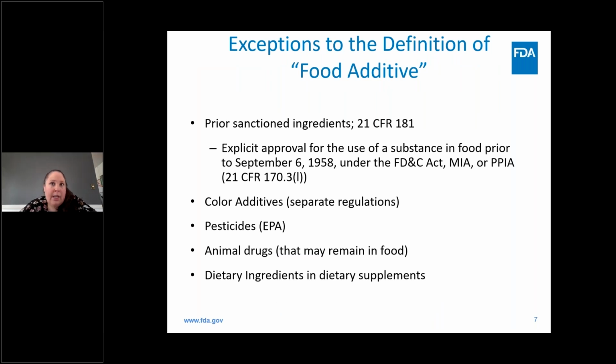So there are always exceptions, and this is also the case for food additives as well. Within the regulation defining food additives, there are several exceptions that were prescribed. This includes ingredients that were approved for use by the FDA or the U.S. Department of Agriculture before the 1958 Food Additive Amendment was passed. Additionally, there are also exceptions for color additives, which have their own separate regulations. Pesticides, which are regulated by the EPA, as well as animal drugs and dietary supplements, which have their own pre-market approval requirements.